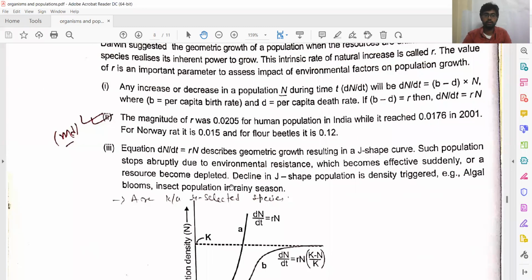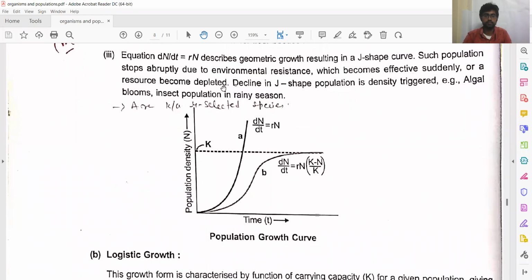0.12 is the value for that flour beetle. Now again, come to that equation. This is what I mean by exponential growth. What you see is that the population is growing, growing, growing. Let me take an example. In monsoon, you see so many insects appearing at a very fast rate. What I mean by this is that in monsoon there is plenty of rainfall. Plenty of rainfall leads to plenty of vegetation. Plenty of vegetation leads to a plenty, or you may say variety, of food for the insects.